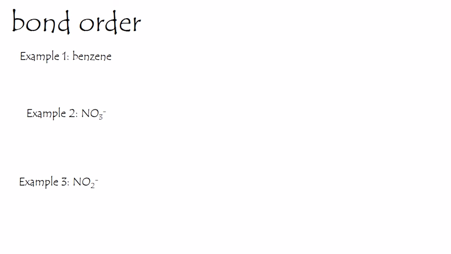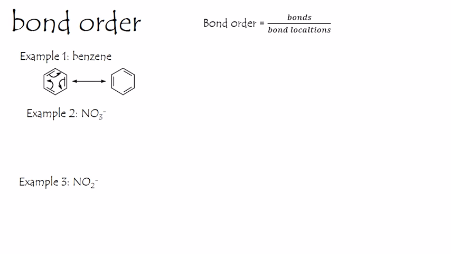Let's start with benzene. We're going to define the bond order as the number of bonds as you count them, divided by the bond locations that are available. In the case of benzene, we have two different equivalent structures, right? And it looks like we have 6 available bonding spots, right? Let's go around the horn. 1, 2, 3, 4, 5, 6. And each of them is really 1.5 bonds.